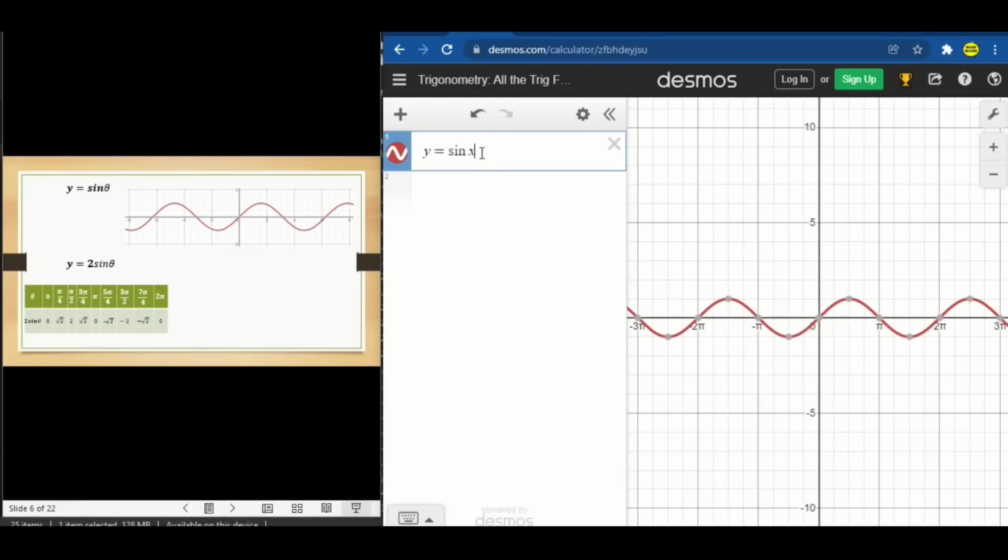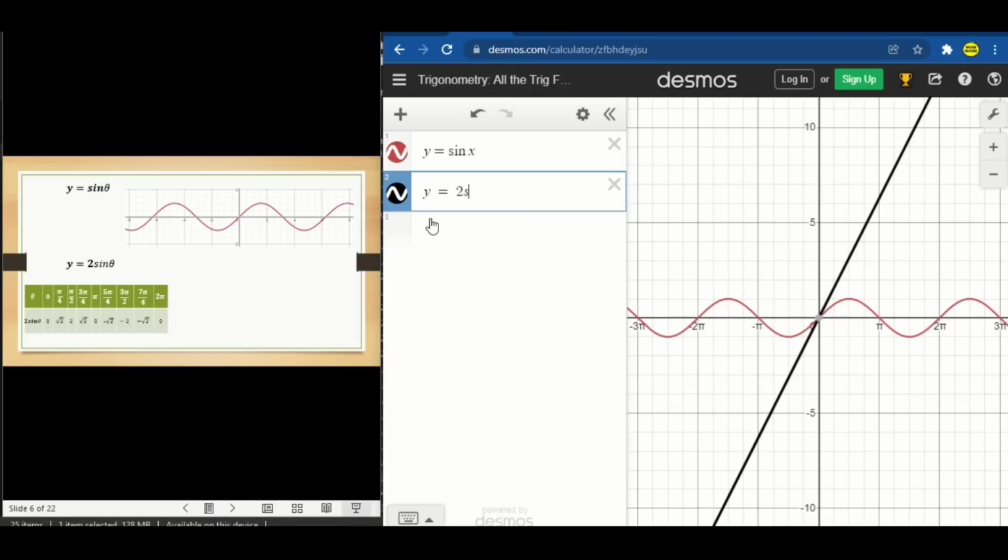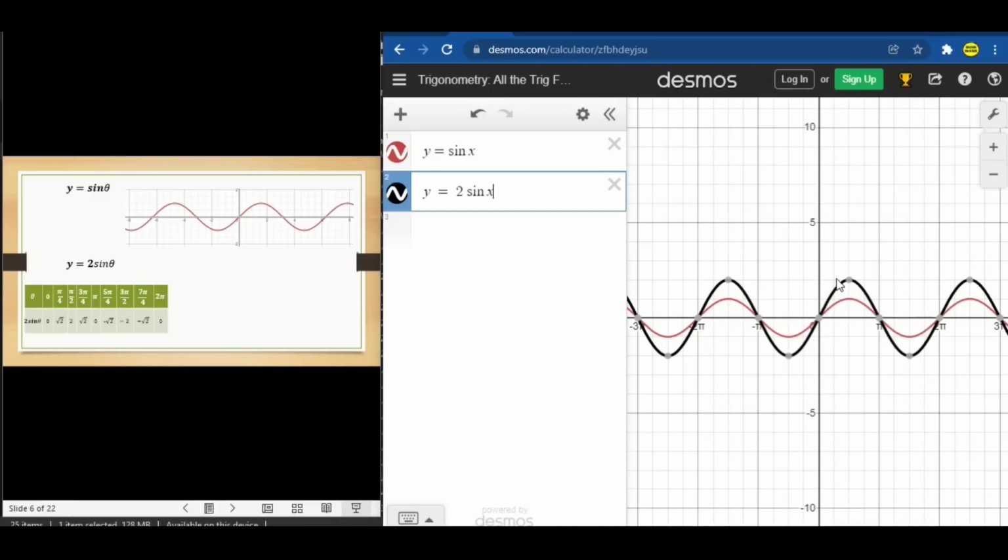So, na-ready ko na yung pinaka-mother function natin, which is the sine x. Tingnan natin anong mangyayari kapag nilagyan natin ng number dito sa unahan. So, y is equal to 2 sine x. Okay, so tingnan nyo kung ano nangyari sa graph natin. Okay, tumaas siya, no? Nag-increase siya. So, yung pinaka-maximum na value ay 2.